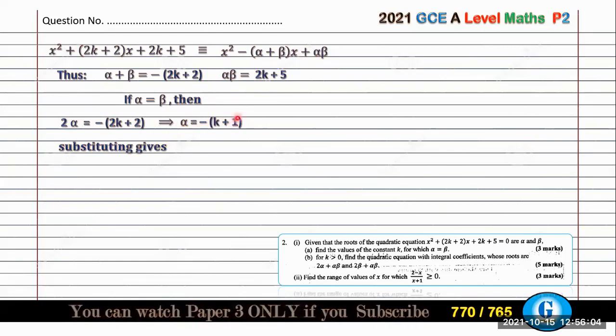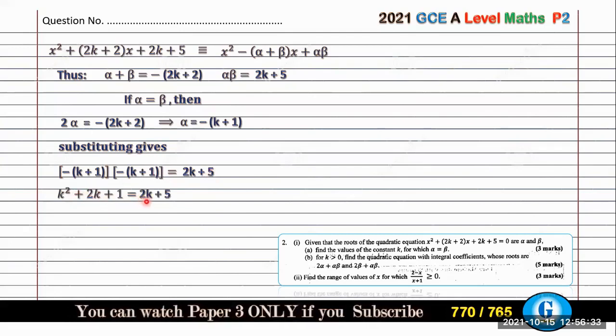Because 2 is common. So if you substitute this value of alpha in this second equation, that is alpha beta is equal to 2k plus 5, then we will have alpha is minus into k plus 1, right? So we have minus into k plus 1 times minus into k plus 1 is equal to 2k plus 5. When we expand, we'll have k squared plus 2k plus 1 on the left-hand side should be equal to 2k plus 5 on the right-hand side.